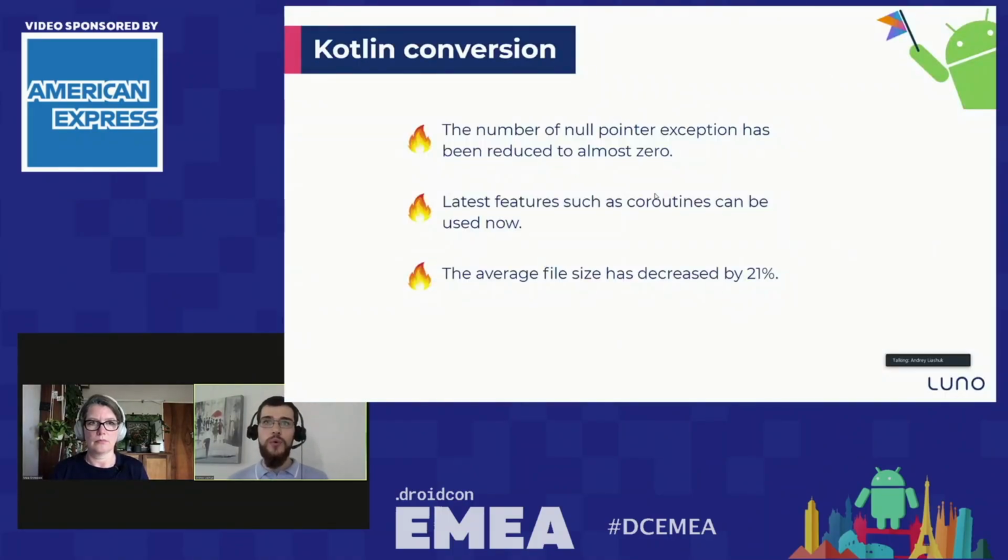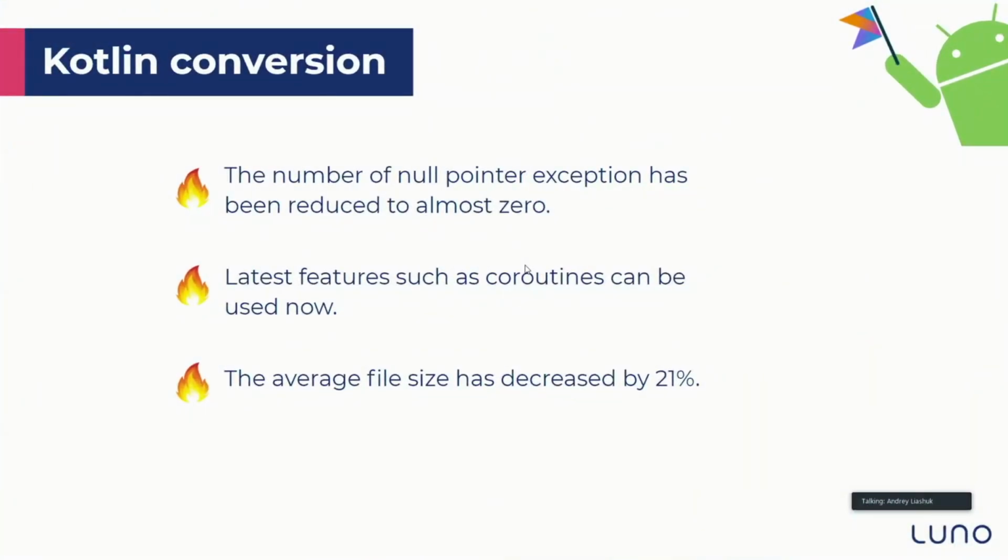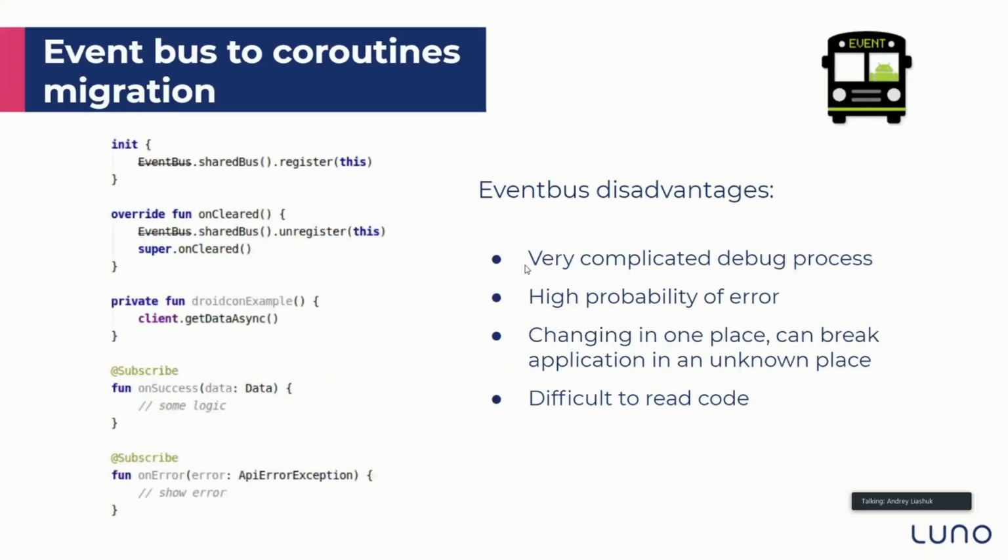So now I want to share our results of migration, and I think all of us know the advantages of Kotlin. I will mention only the most important from my point of view. After migration, the number of null pointer exceptions has been reduced almost to zero. Now we can use the latest features such as coroutines, and the average file size has decreased by 21%. Another one is event bus migration.